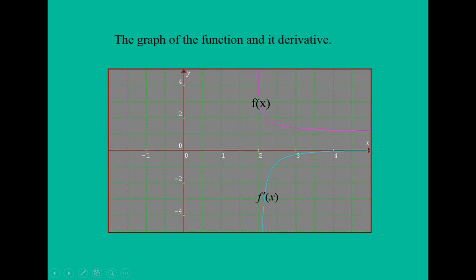Here's a graph of the function that we just worked with and the derivative of its function. So just analyze that a little bit. Look at the slope of the tangent lines to the function. You can see they'd be very negative when x is very close to 2 from the right, and then as x got larger and larger, you can see the slope of the tangent lines would be approaching 0.